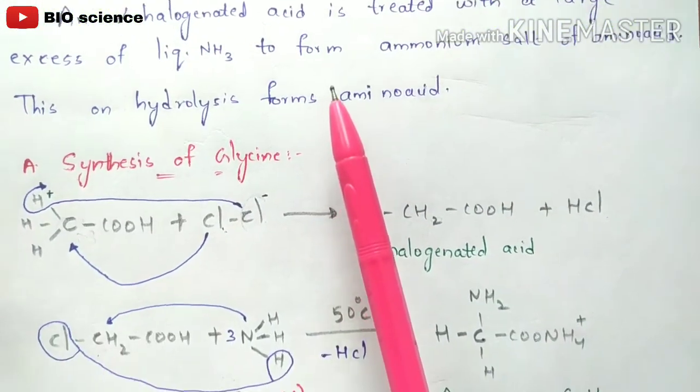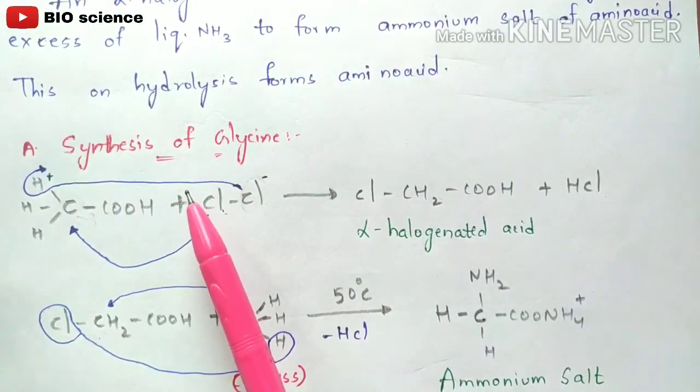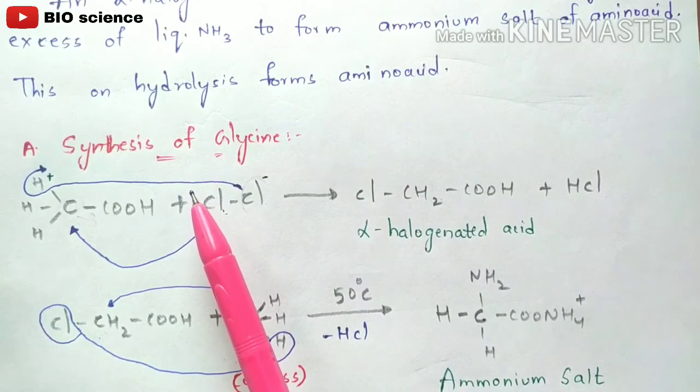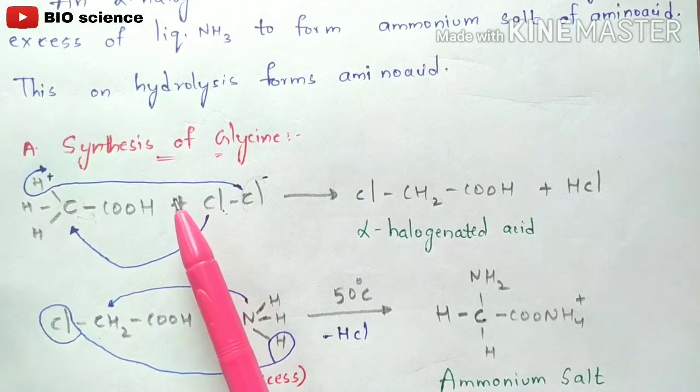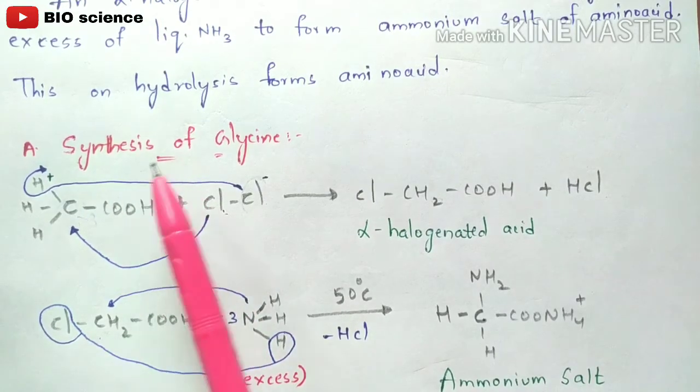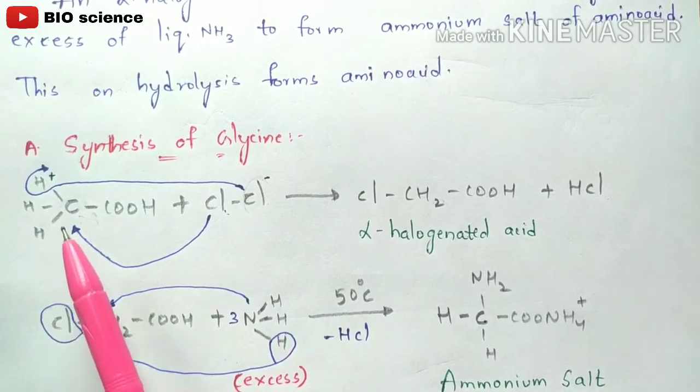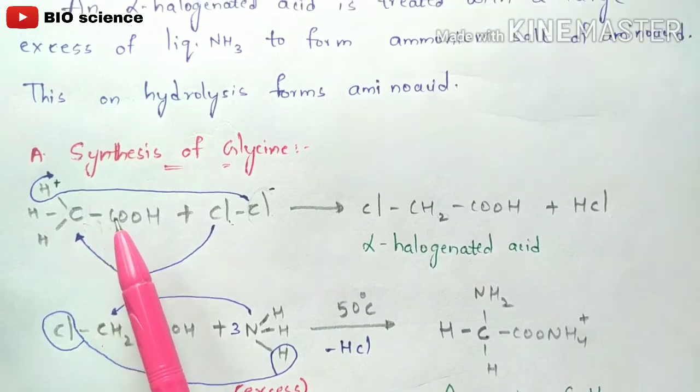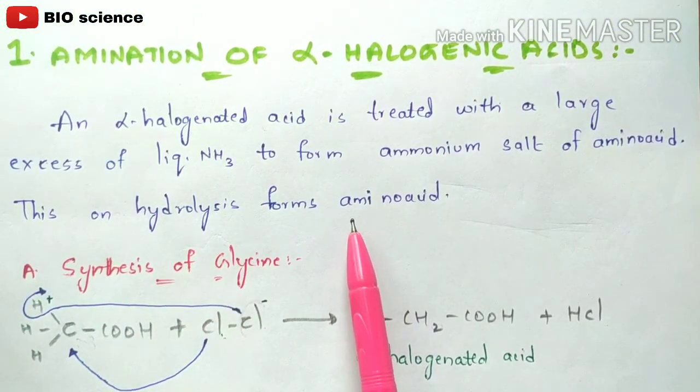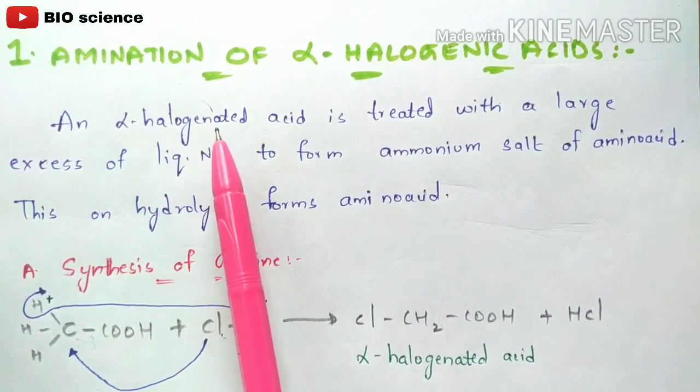Among them we are going to take first the example called glycine. Remember I have said that we are going to take 4 examples of amino acids: glycine, valine, leucine and alanine, right? So firstly we are going to take the synthesis of glycine. Here, as I said, the amino acid will be formed from the alpha halogenated acid. So now firstly you have to prepare the alpha halogenated acid.